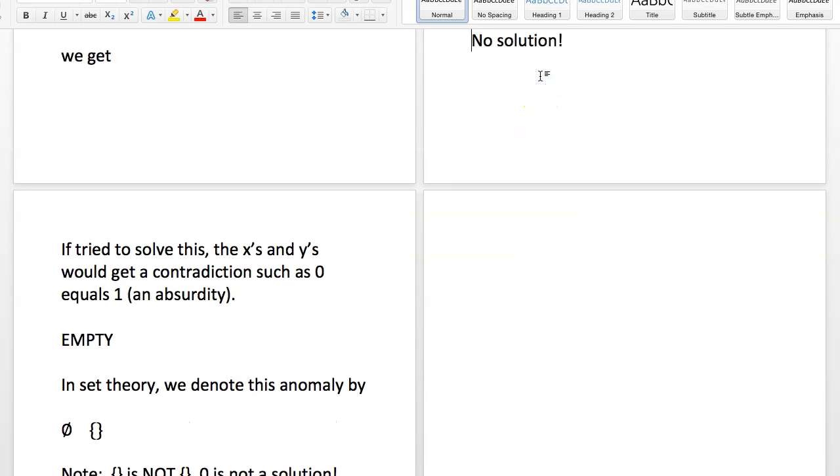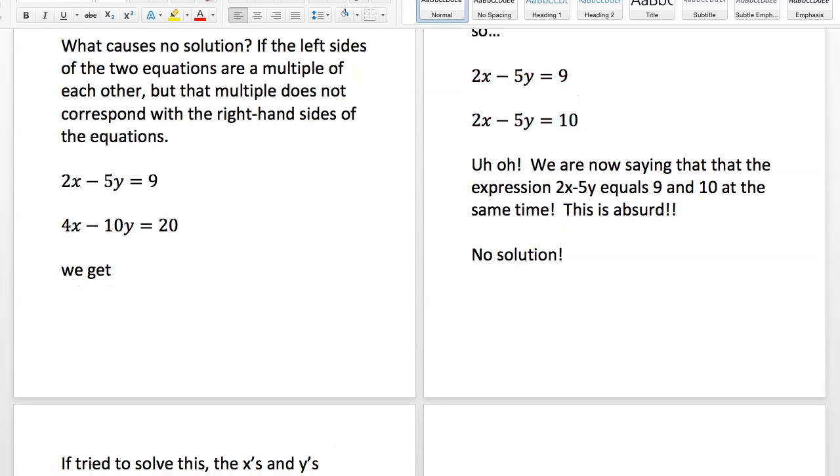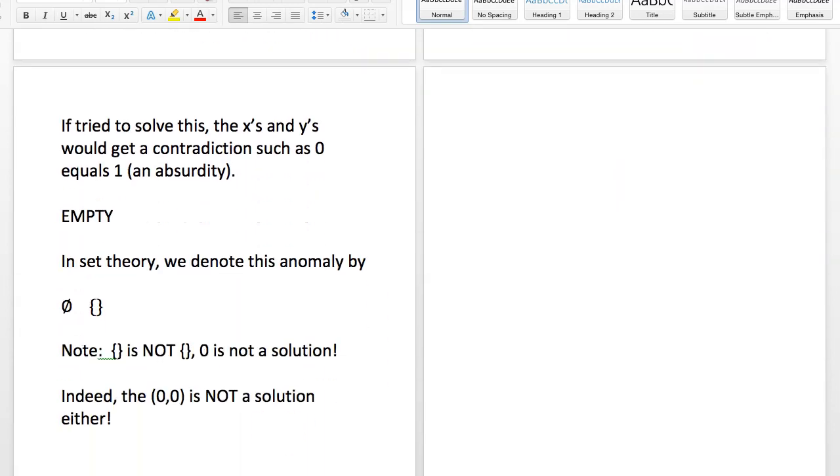If you go back up to what I'm highlighting here, you can't make something equal 9 and 10 at the same time. The origin won't work. Nothing works. You're flat out of luck. So that's how you take care of the empty set and the infinitely many solutions situations. I'd like to do 3D.